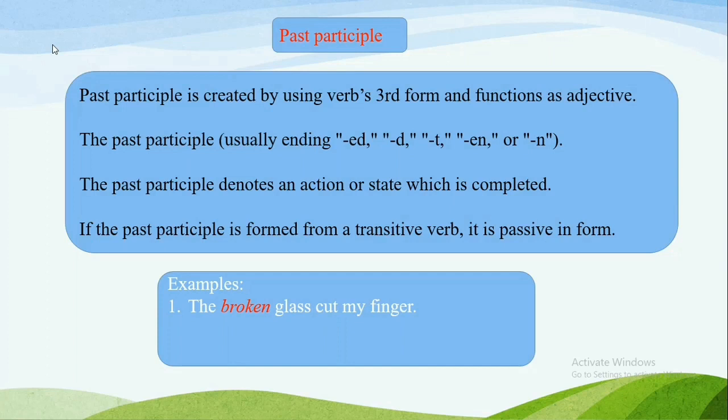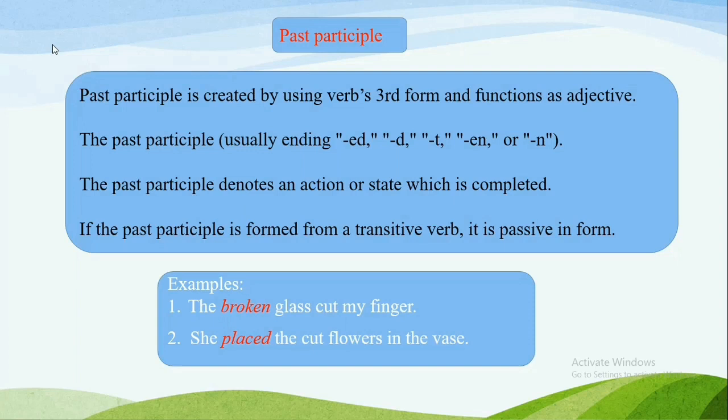Let's look into an example. The broken glass cut my finger. Here, the main verb is cut and broken is the secondary verb in the verb's third form. As it is describing glass, it functions as an adjective in the sentence, and so it becomes a past participle in the sentence. Next, she placed the cut flowers in the vase. Here, the past participle can also function as an adjective that modifies the noun.